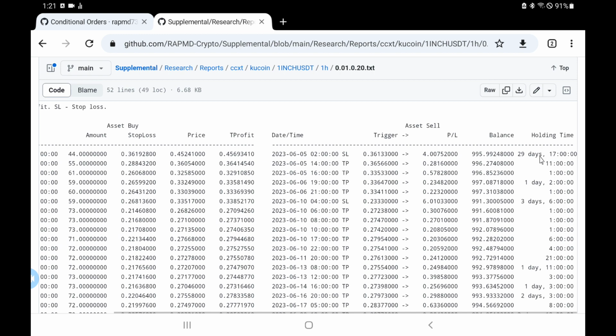Finally, over here, how long did I hold this asset? What was my holding time? This particular position I held for 29 days and 17 hours. And it repeats that all the way down, where you see a take profit, stop losses, the actual running balance, and then the actual holding time that I held a particular asset before I either stopped out or I profited it.